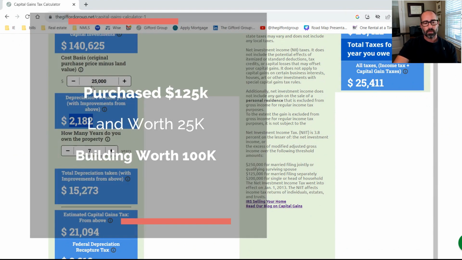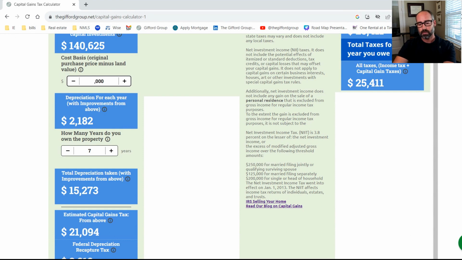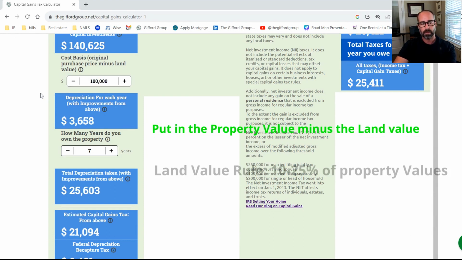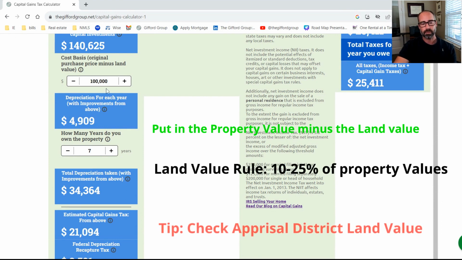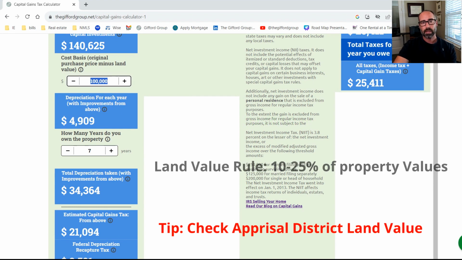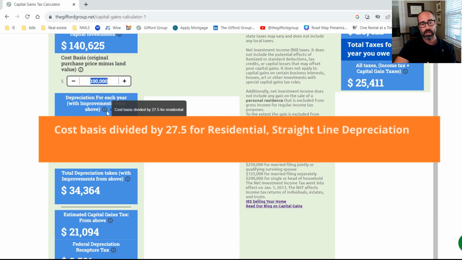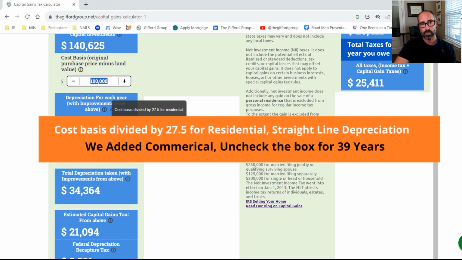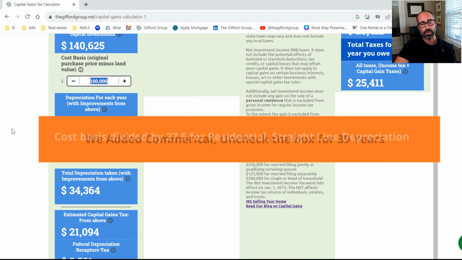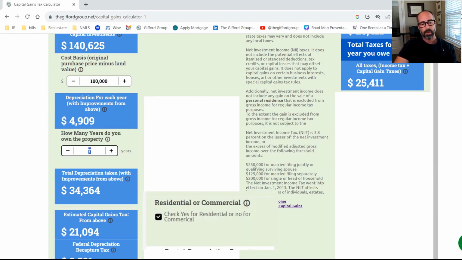So we're subtracting the land. So this is 100,000, right? So subtracting the 25,000, we're depreciating the $100,000. So the $100,000 is our cost basis of the property that we're depreciating, and we're going to depreciate that over 27 and a half years for residential property, 39 and a half for commercial, but it's really just focused on residential. And then we're picking our number of years we held the property.